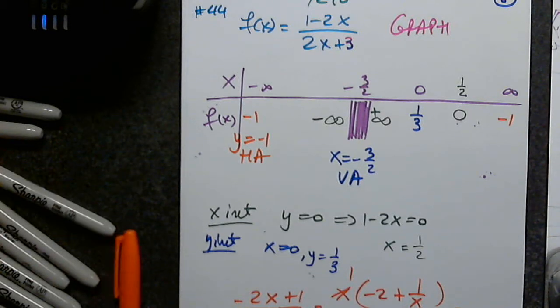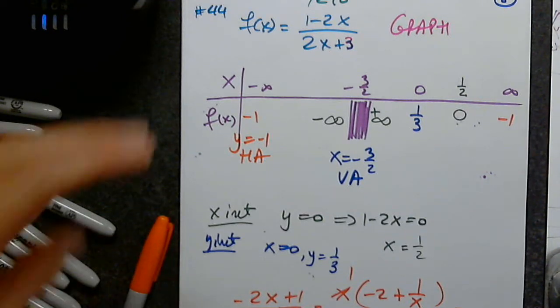That's for type 1. That will always be true no matter what the leading coefficient is. For type 1, it's the leading coefficient over the leading coefficient. It's the horizontal asymptote, always, and the end behavior.